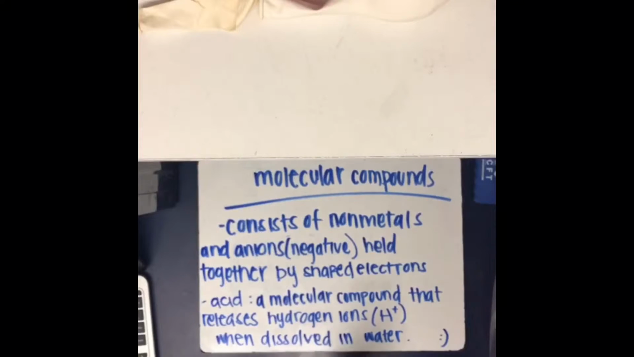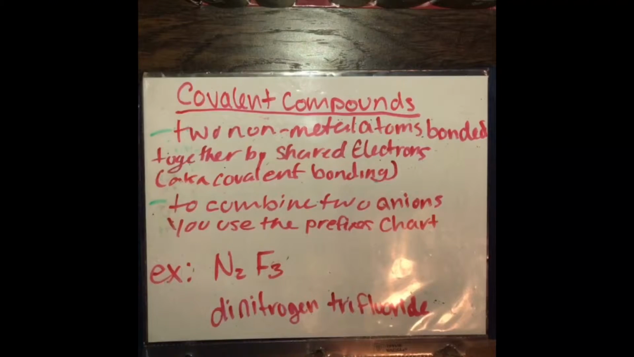And I'm back! We're going to talk about molecular compounds. They consist of nonmetals and anions, which are negative ions, held together by shared electrons, also known as covalent bonding. Then an acid is a molecular compound that releases hydrogen ions when dissolved in water. Covalent compounds are two nonmetal atoms bonded together by shared electrons. This is known as covalent bonding.